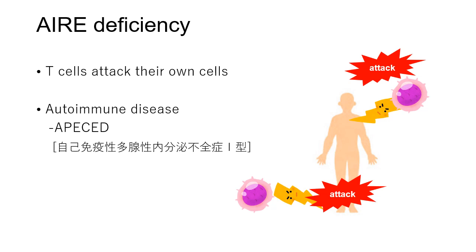What happens when AIRE is defective? AIRE prevents T cells from attacking their own cells. Therefore, if it is defective, T cells will attack their own cells. Especially, it is known as APECED, an inherited autoimmune disease in humans.